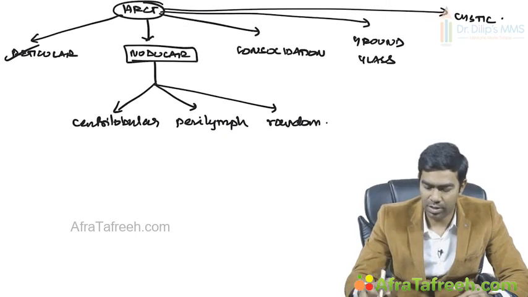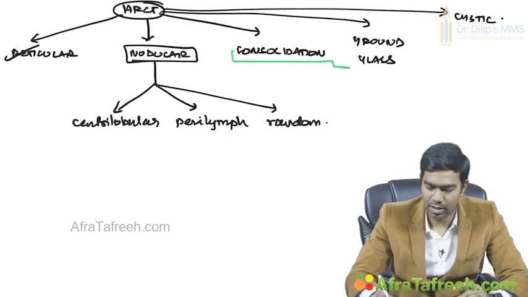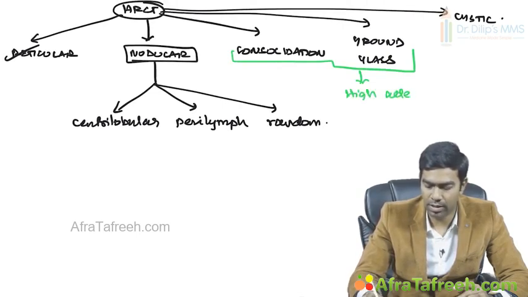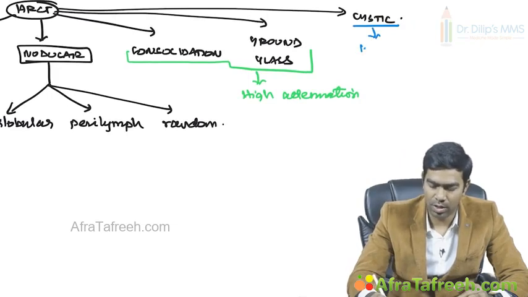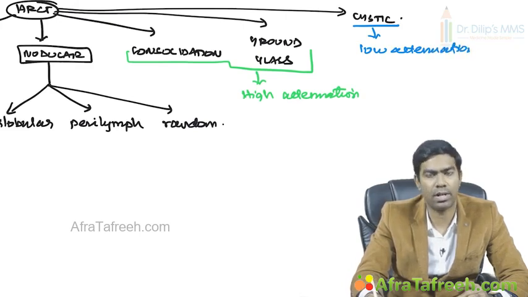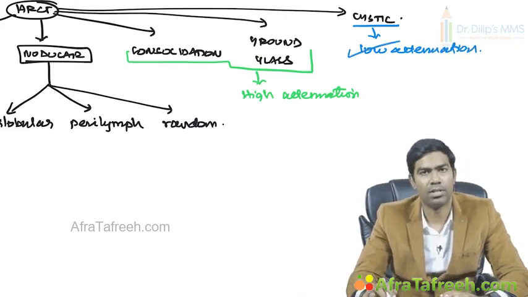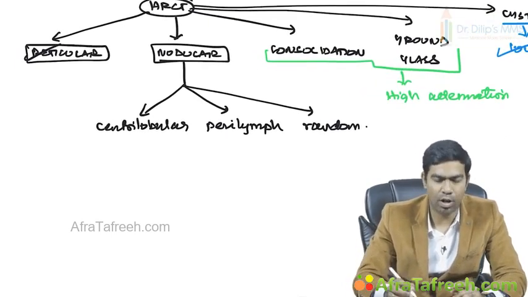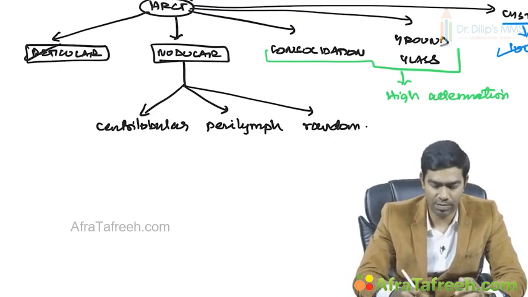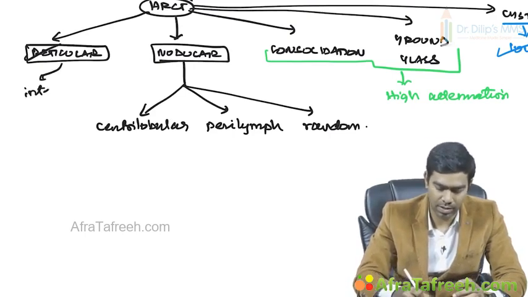And typically this consolidation and ground glassing is called high attenuation pattern, which means they look bright. And typically this cystic pattern is called as low attenuation pattern. Cystic means it's a low attenuation pattern. Emphysema is also low attenuation pattern only, where it will be more air than required. Cystic is a low attenuation pattern. These are completely different. Nodular is completely different.